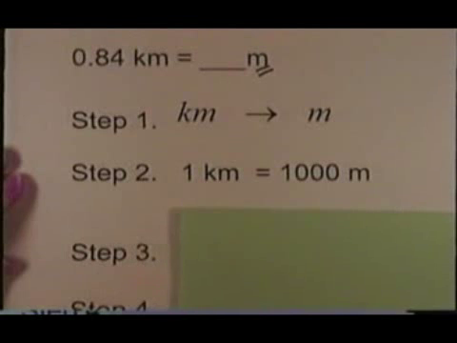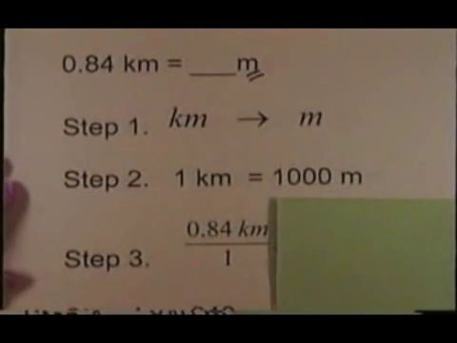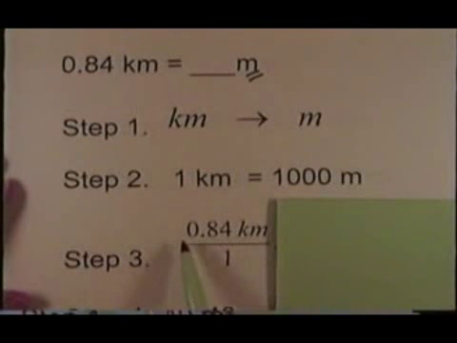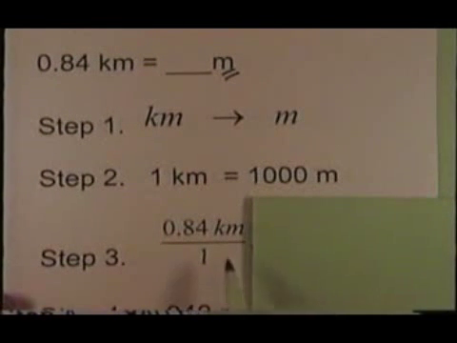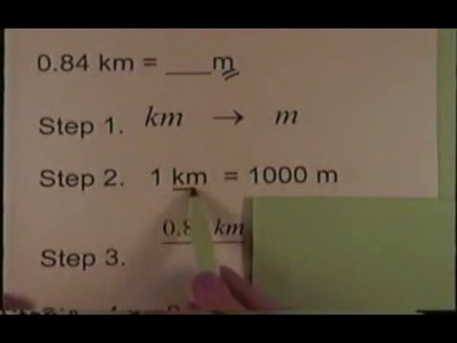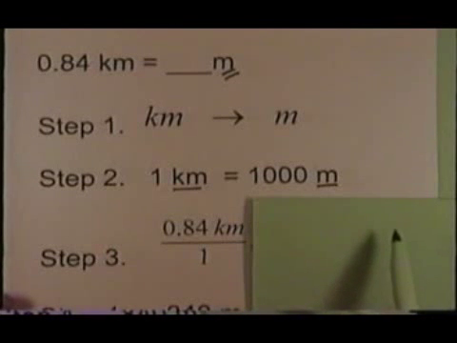Now for our next step. So I begin with my given measurement, 0.84 kilometers over 1, to make it a fraction. Since we need to eliminate kilometers, we must put kilometers on the bottom of the next fraction so that they will cancel. And since we have a conversion fact that takes us from kilometers to meters, we will put meters on the top. So kilometers on the bottom, meters on the top.